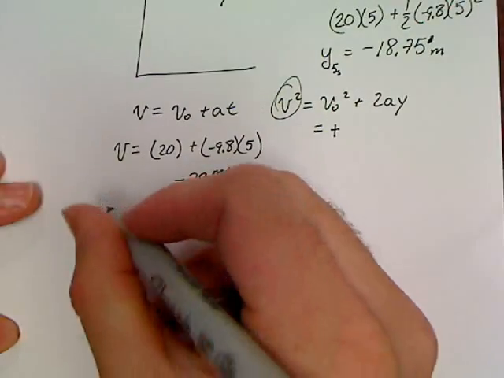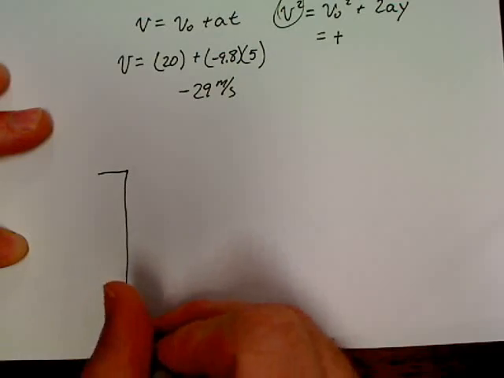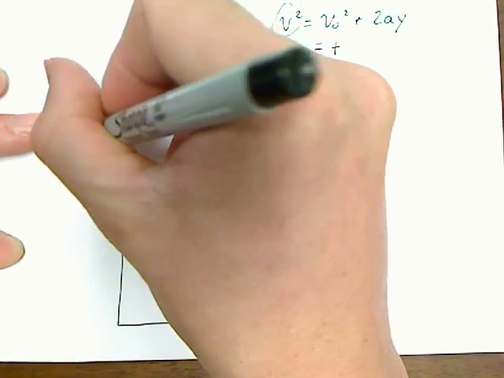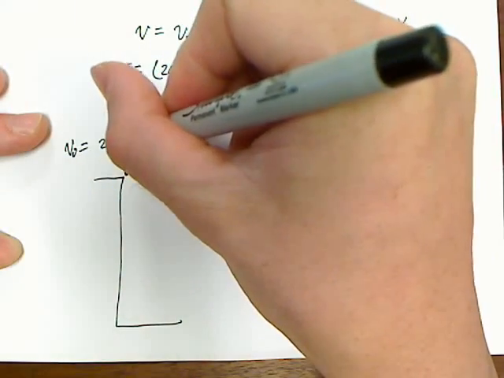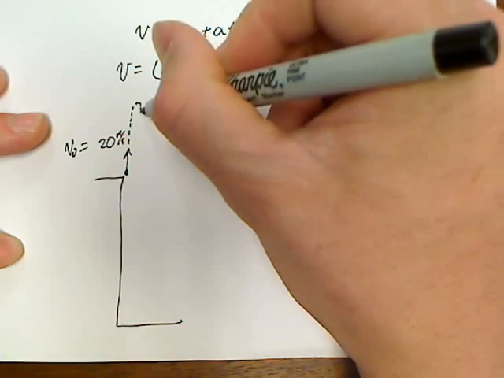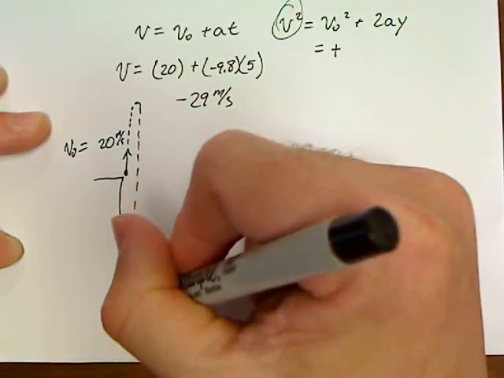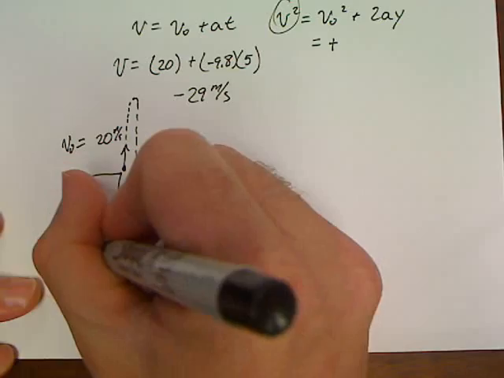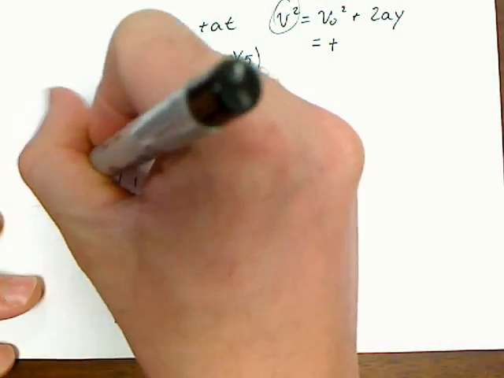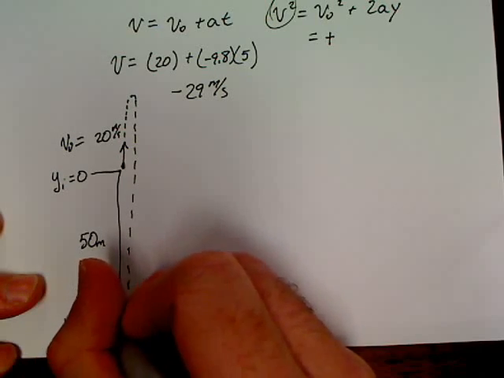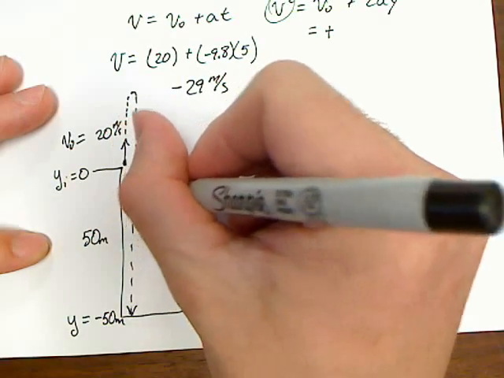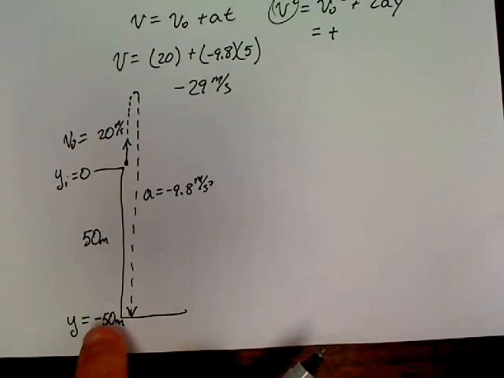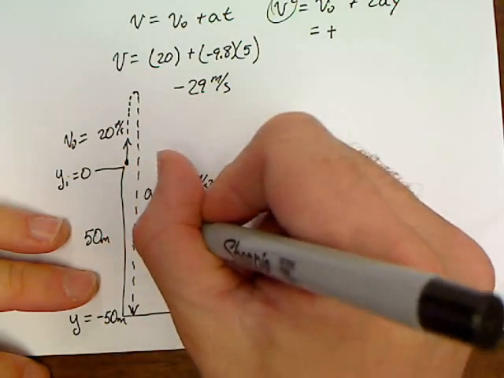Now, one thing this problem didn't ask you to do was find the time all the way to the bottom. Could you find that time all the way to the bottom? Well, let's see. It was thrown up at 20. So we've got V0 of 20. It goes up, goes up, slows down, stops, and then falls all the way back to the ground. What do we know about this problem? Well, the building was 50 meters tall. So my Y initial, I called it 0 up here, which made my Y final negative 50. My goodness, look at what we know. 1, 2, 3.